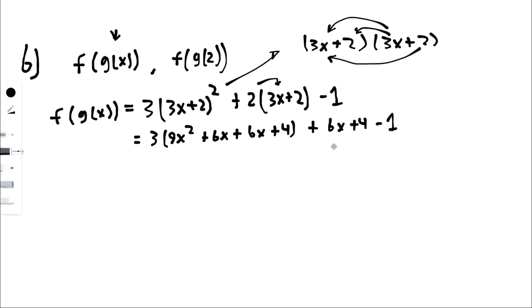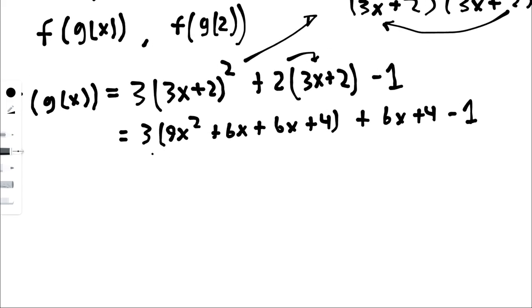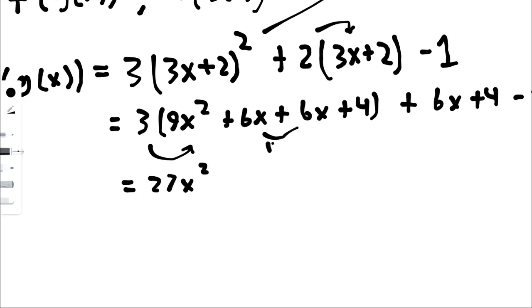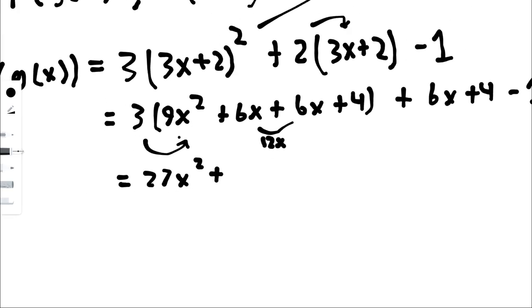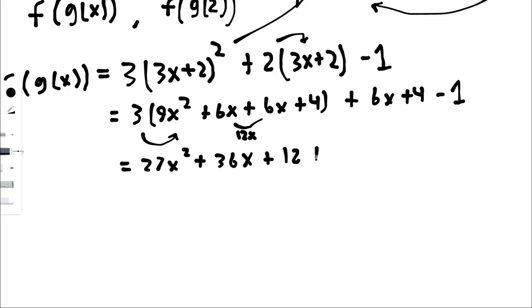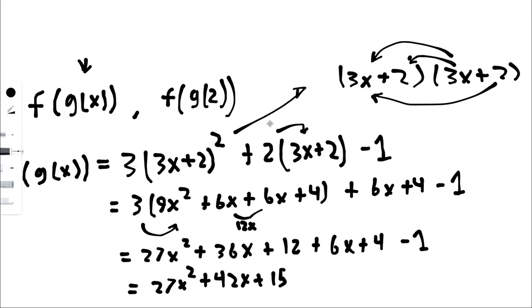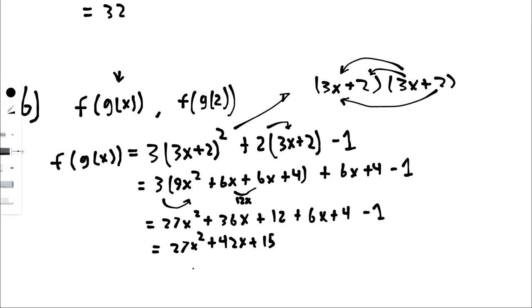Okay. So what you're going to do now is multiply the 3 in here. I'm going to skip ahead and do that. Just an FYI, 6x plus 6x is obviously 12x. Alright, now you're just going to collect like terms. There we go. And now let's do the next part here. You're just going to leave it at that, with the x's and all.